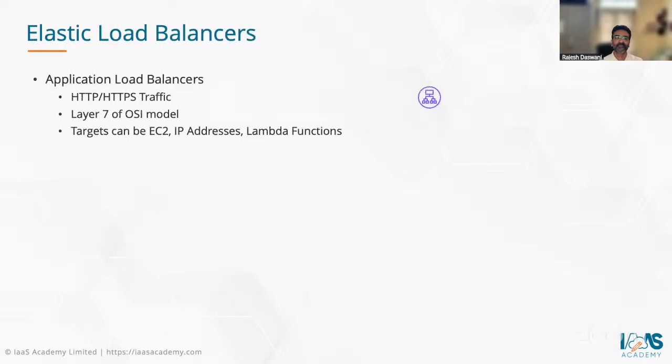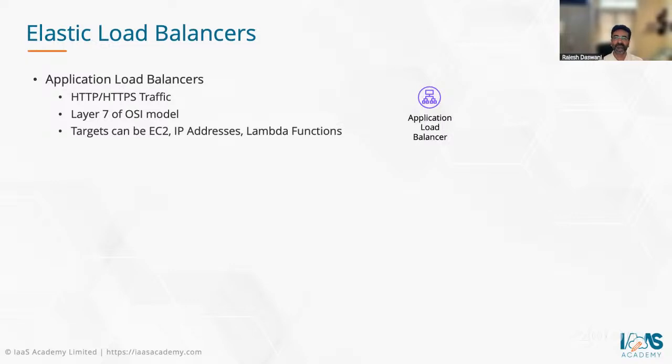Let's talk about elastic load balancers. With Route 53, we're routing traffic across the globe, across multiple regions. Within a given region, you can use load balancers to distribute your traffic across multiple resources. So let's say you have multiple EC2 instances. With load balancers, you can choose to distribute your traffic across multiple instances through that load balancer.